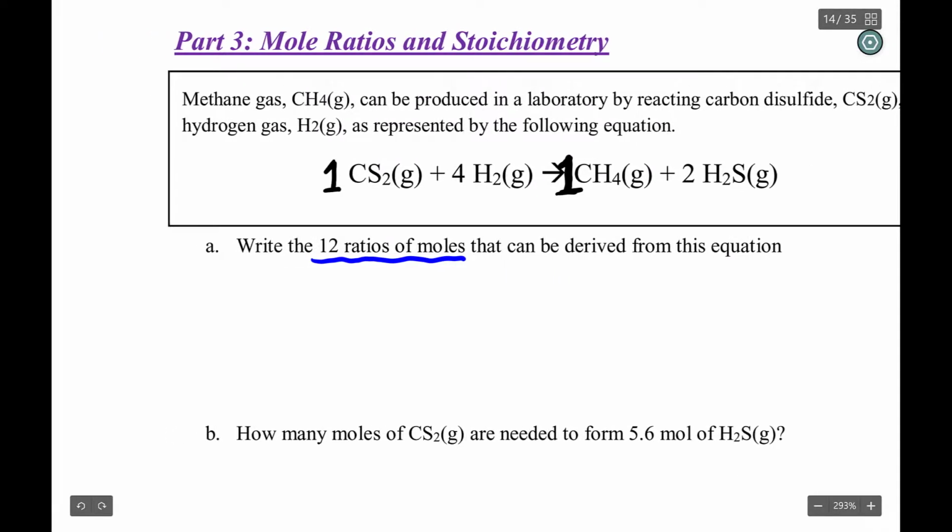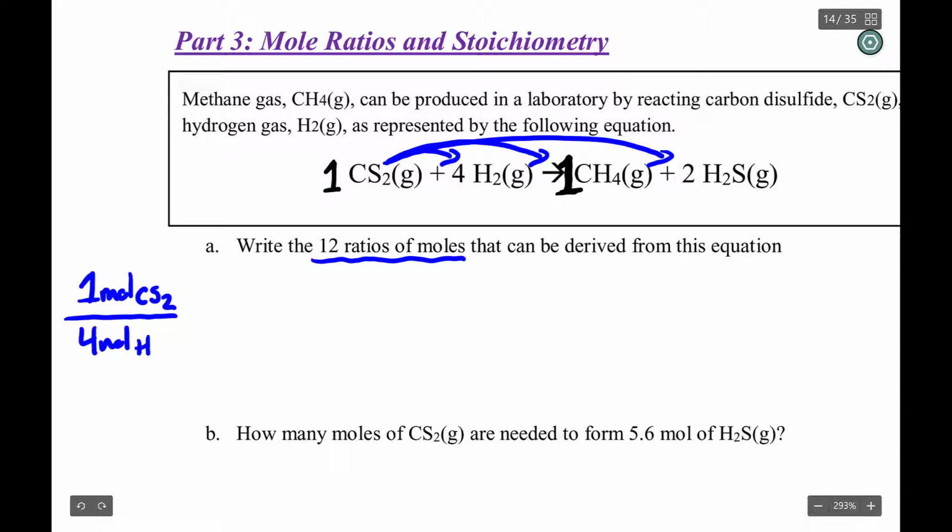So I'm going to be writing right across this whole line, and I'm going to take up a lot of space, so I'm going to write quite small. Here's our first comparison. I could compare CS2 to H2, or I can compare CS2 to CH4, or I can compare CS2 to H2S. There's my first 3 ratios. So what I would say is for every 1 mole of CS2, it would need to react with 4 moles of H2. And I'm just getting that from the coefficients.